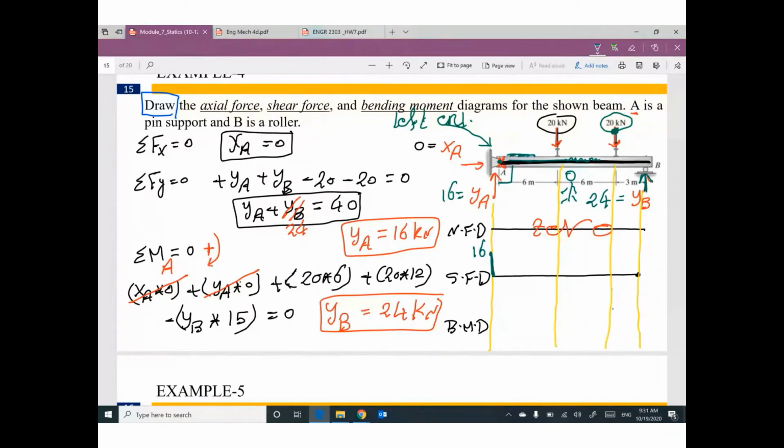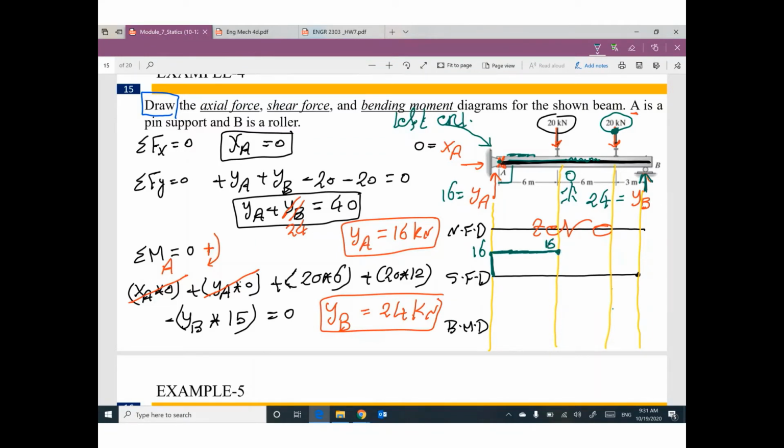Okay, I went up 16 based on YA, and then keep walking inside the beam. If you have any force, please follow the force. Do you have any force during your walking? No, nothing. So keep walking constant, remember you are at 16, until you reach this point.